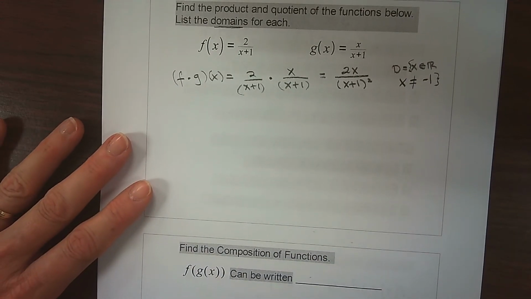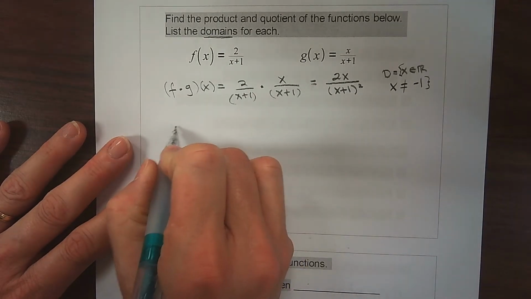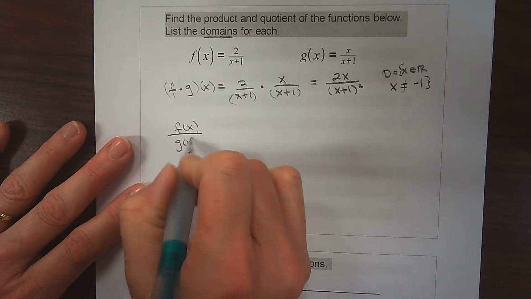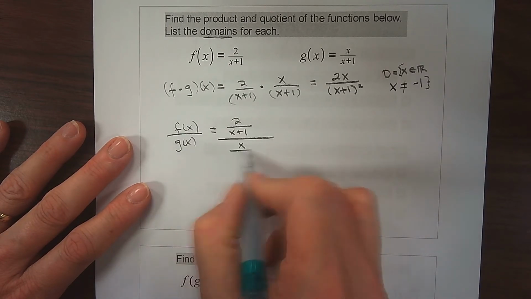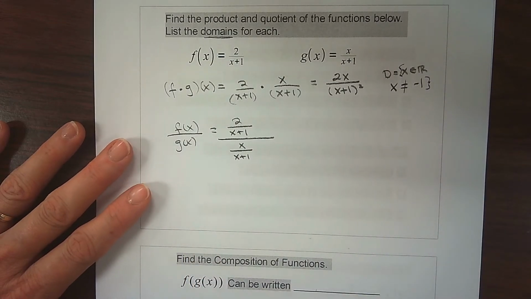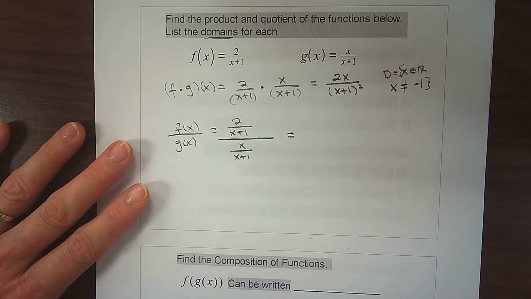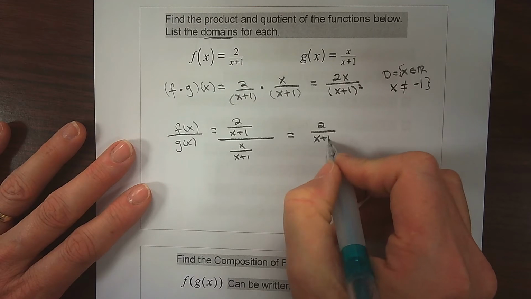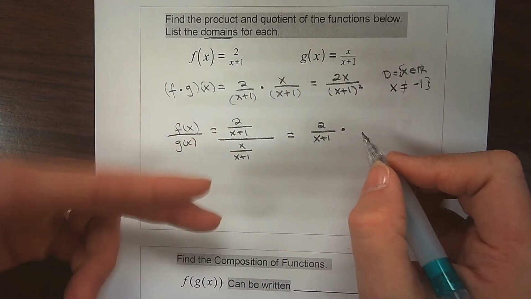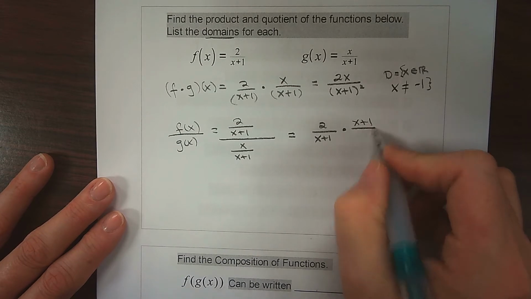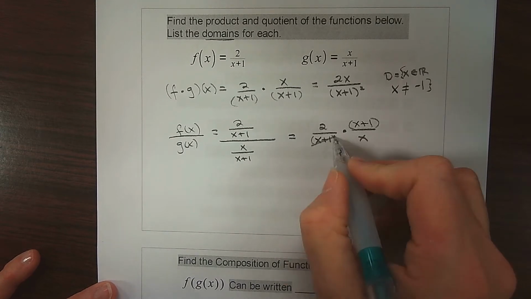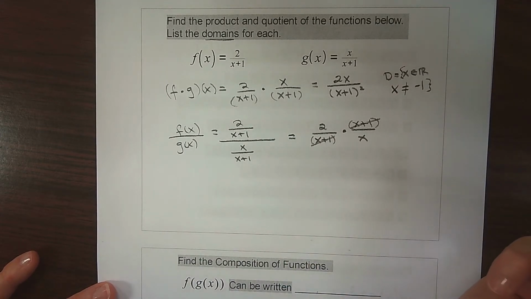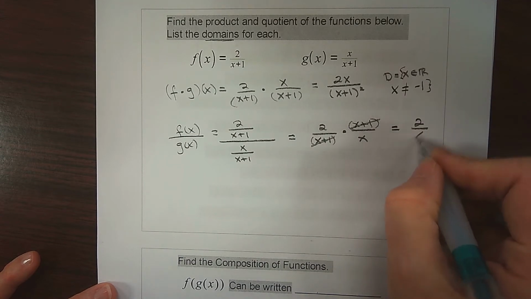All right, as far as the quotient is concerned, I'm going to take my f of x and divide by g of x. So I'll have 2 over x plus 1, and then that is all over x plus 1. But you folks know that in order to divide with rational expressions, you keep the top fraction and you change to multiplication by taking the reciprocal of the second fraction. So x plus 1 on the top here and x on the bottom there. Now in this case, there's a factor of x plus 1 down below and up above. Those will cancel with one another, and I'm left just with 2 over x.